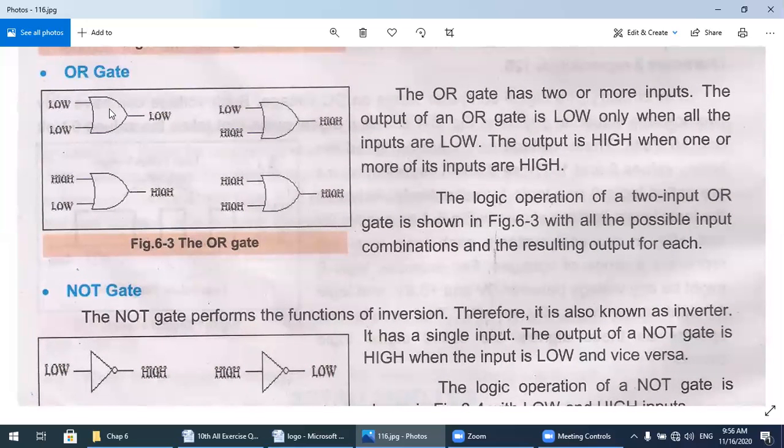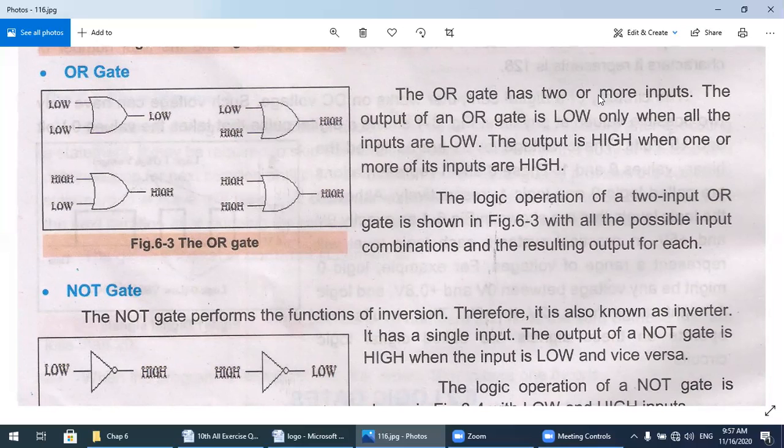The same concept I told you when we were discussing the OR operator: when any condition becomes true, the result will be one or true. So watch here. First one, low or low, result is low. It means there is no true, no one is there, so output should be low. Low or high is high, you can say 0 or 1 result is 1, or 1 or 0 result is 1, or 1 or 1 result is 1.